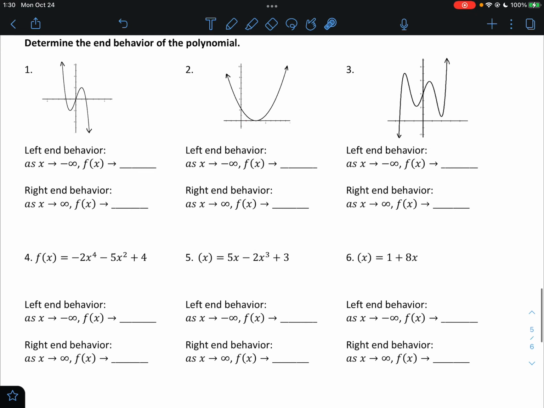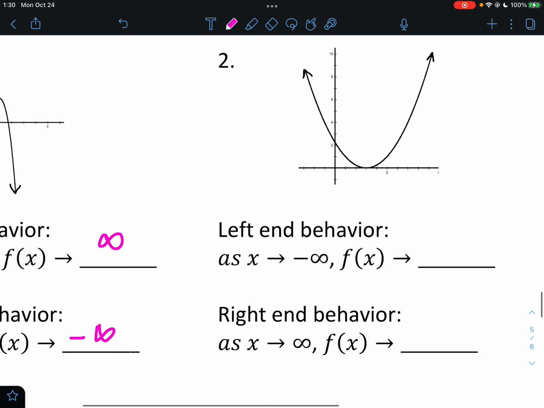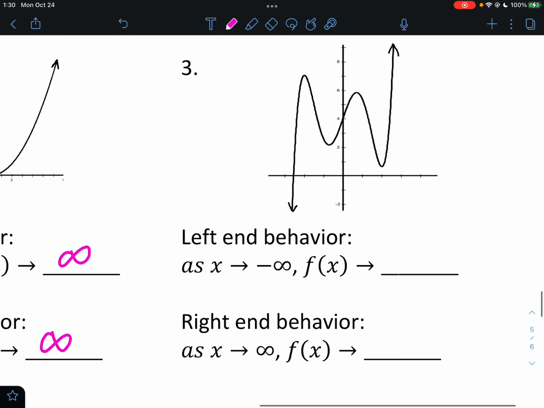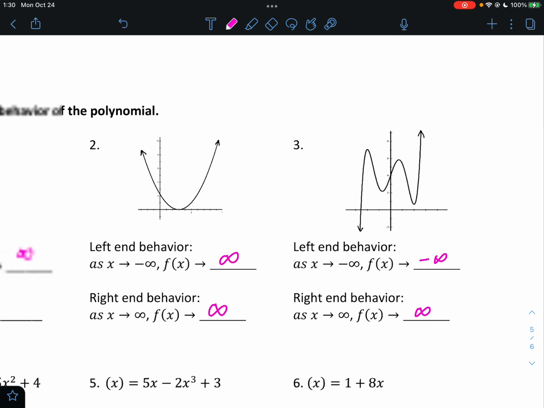All right, so the next slide here, we're going to determine the end behaviors of the polynomials. Number 1, as x goes left, y goes up. So that's infinity. As x goes right, y goes down. Negative infinity. Number 2, both sides here are going up. So these are both going to be infinity. Number 3, as x goes left, we go down. So negative infinity. As x goes right, it goes up, so positive infinity.